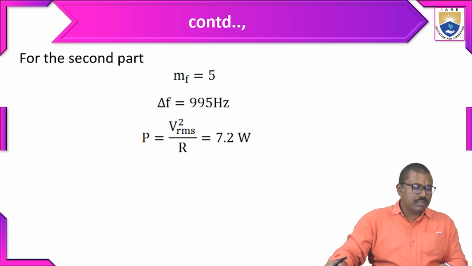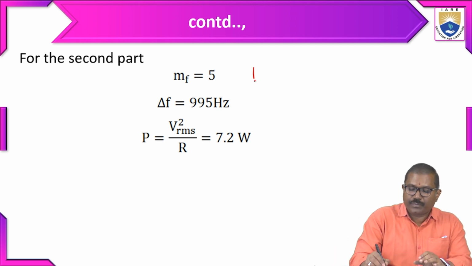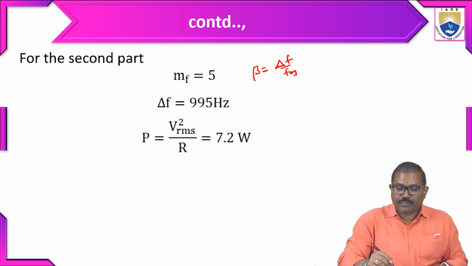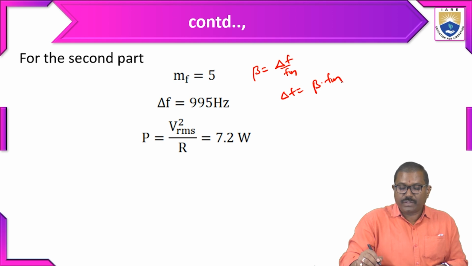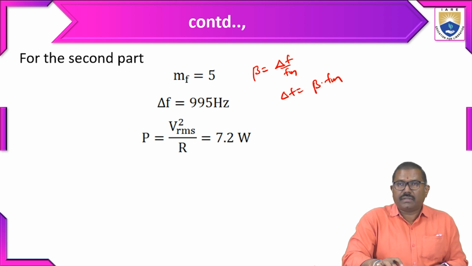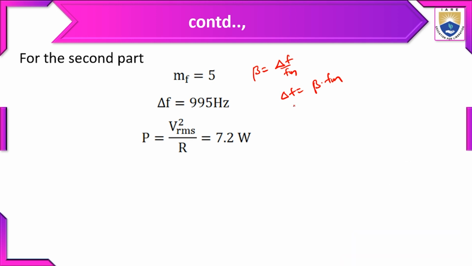So for the second part, MF or beta. So what is beta? Beta F is equal to delta F by FM, you can say. But delta F is equal to beta into FM. So here the given beta value is 5. So delta F is equal to 5 into FM. FM value is 199 hertz as we initially got. So 5 into 199 hertz, then you get 995 hertz. So this is my maximum deviation, or simply you can call it the frequency deviation.